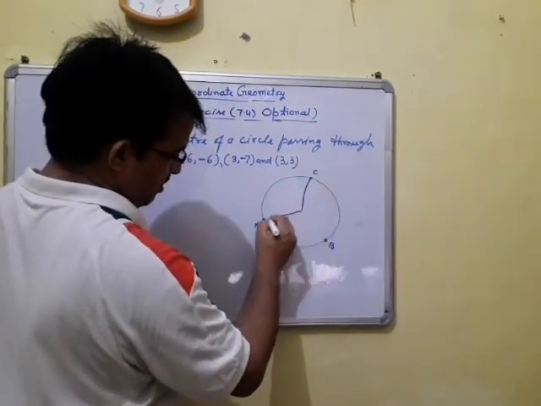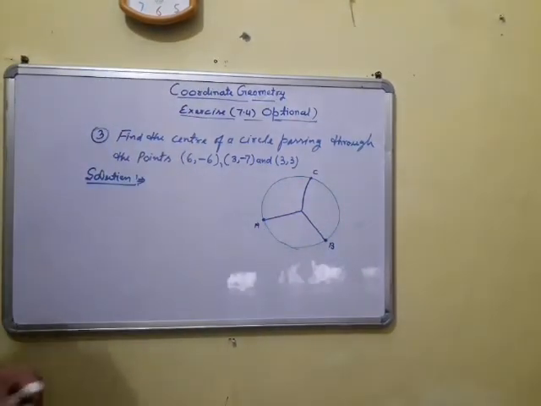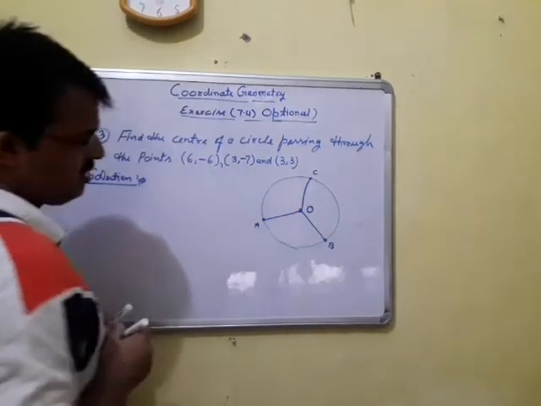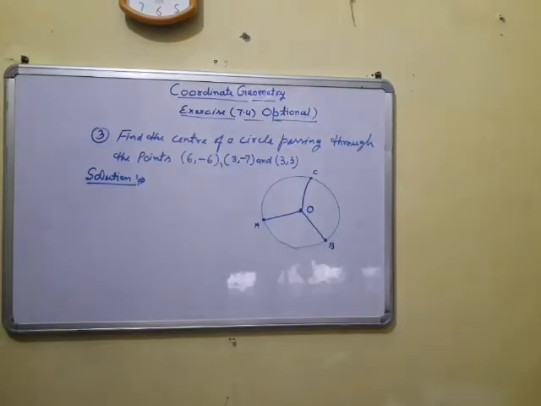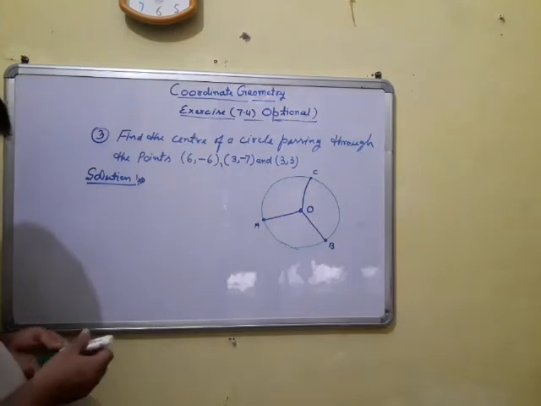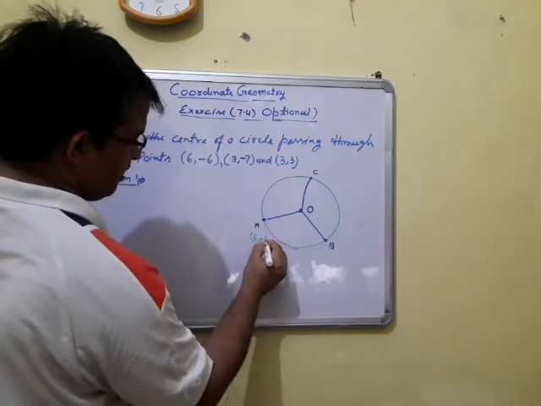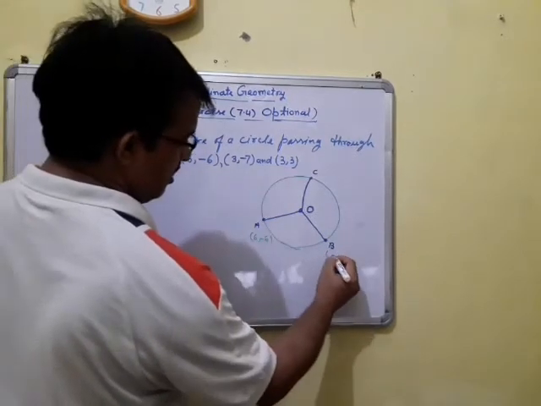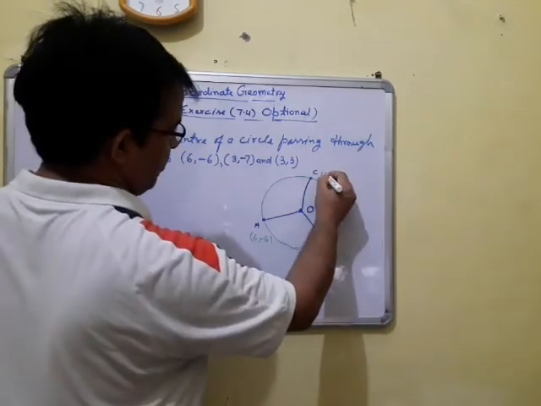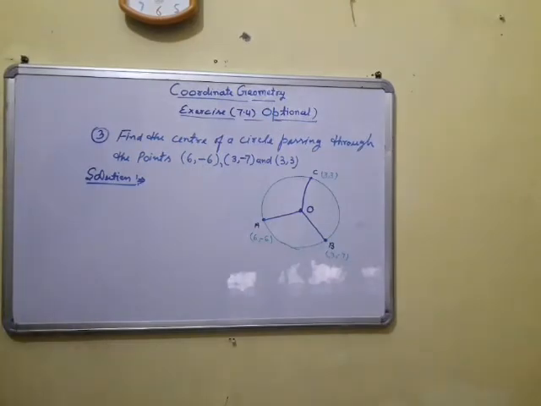Passing through the three points, this one and this one, and this point is shown here. This one is O, the origin or the center. Clear? O here. And their coordinates are also given here. A is 6, -6. B is here, coordinates 3, -7, and C coordinates here given 3, 3. Clear? These points are given here.